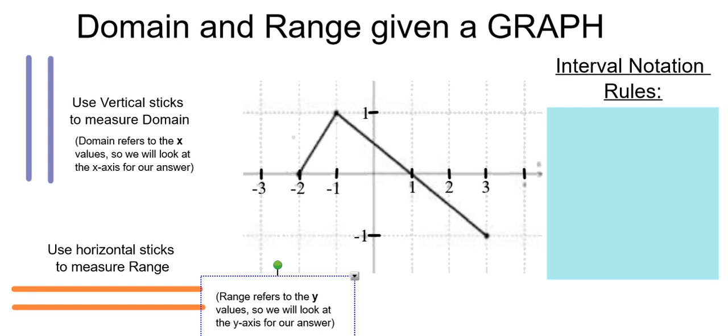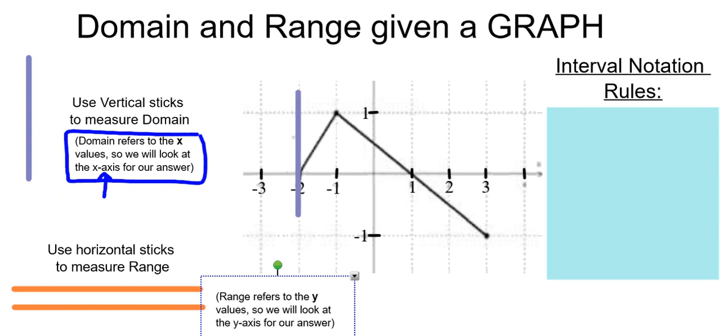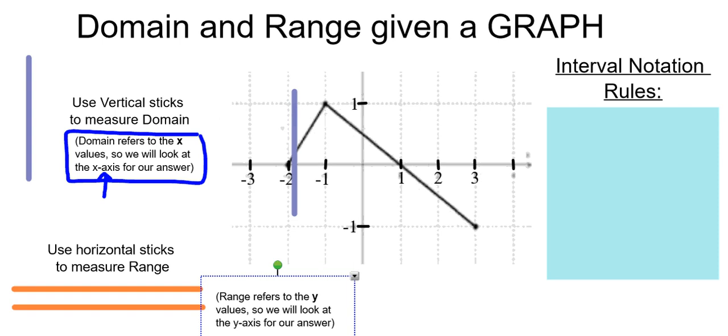First, we're going to focus on finding a domain. And we've got to remember that domain refers to the x values, right? Domain matches up with x. So we're going to look to the x-axis for our answers for our domain. And so one thing that helps is using vertical lines. So what I'm going to do is use this vertical line. Oh, hopefully not move my graph.